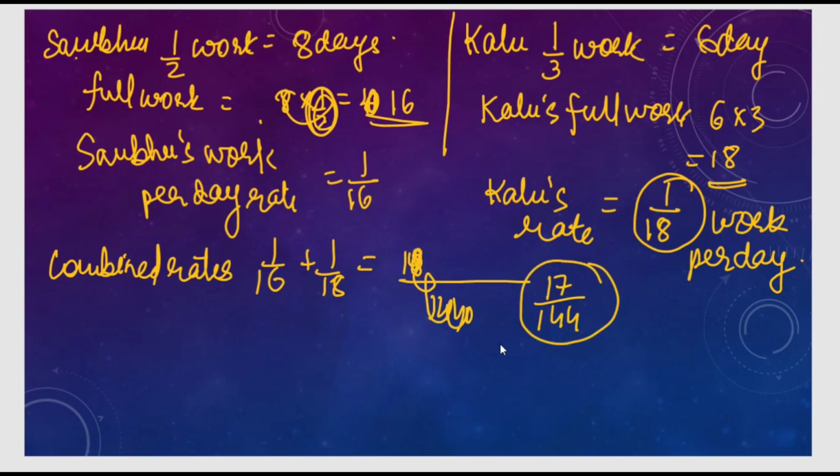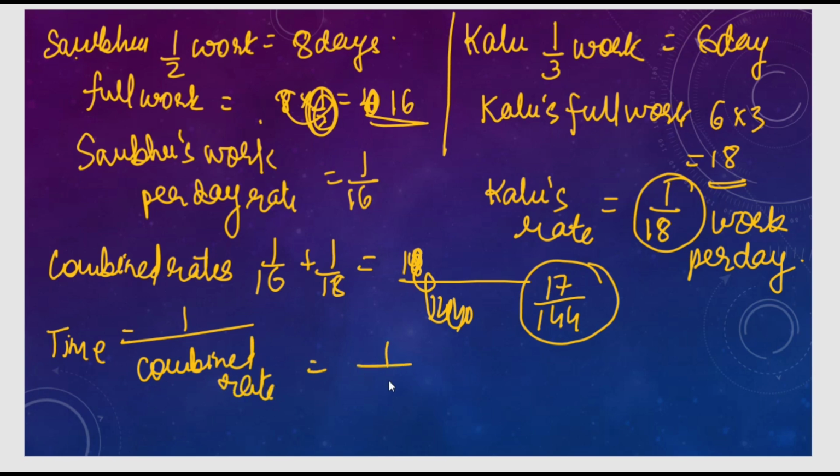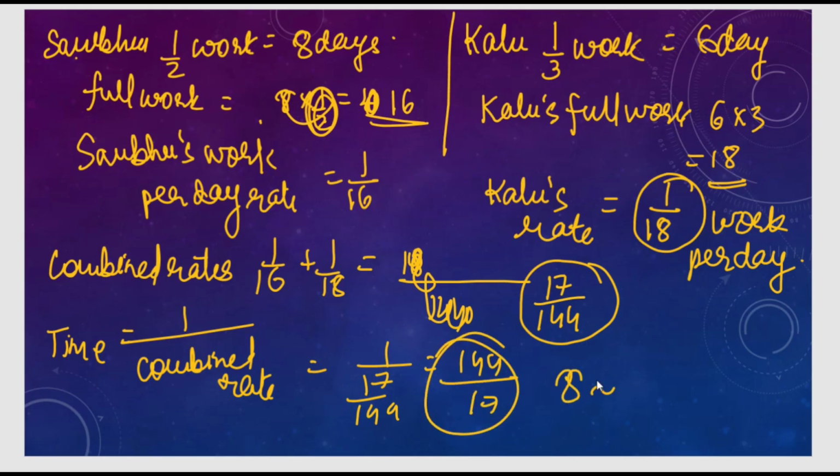My combined one is this. So my time will be what? 1 upon that? 1 upon days? Yes, ma'am. So combined your rate is equal to 1 upon 17 upon 144. So it will be 144 upon 17, approximately 8 point something. Okay? Yes, ma'am.